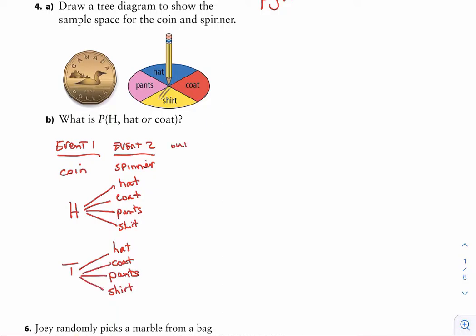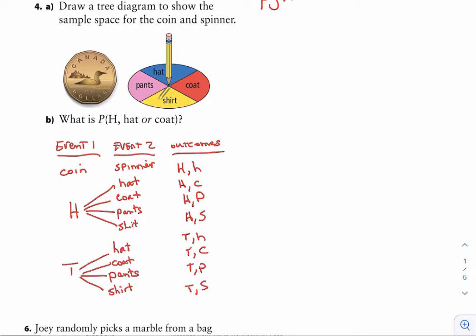So then you would list the outcomes. Okay, and so then you'd have a hat and heads, a coat and heads, pants and heads, shirt and heads, tails and a hat, tails and a coat, tails and pants, and tails and shirt. So those are all the possible outcomes then.